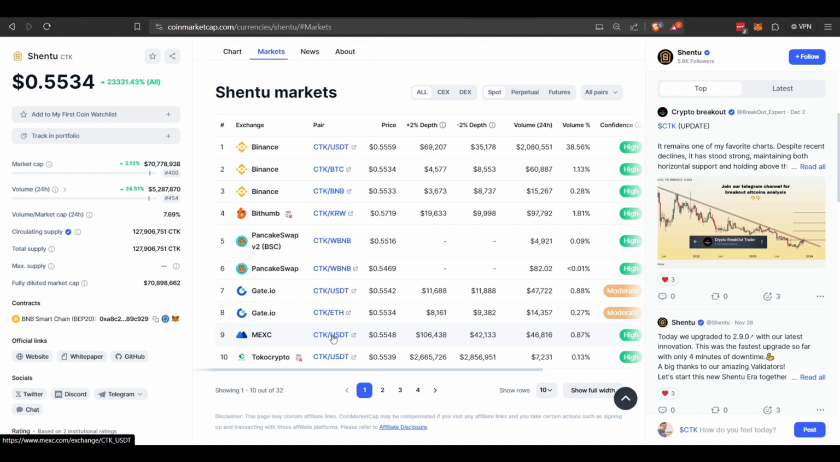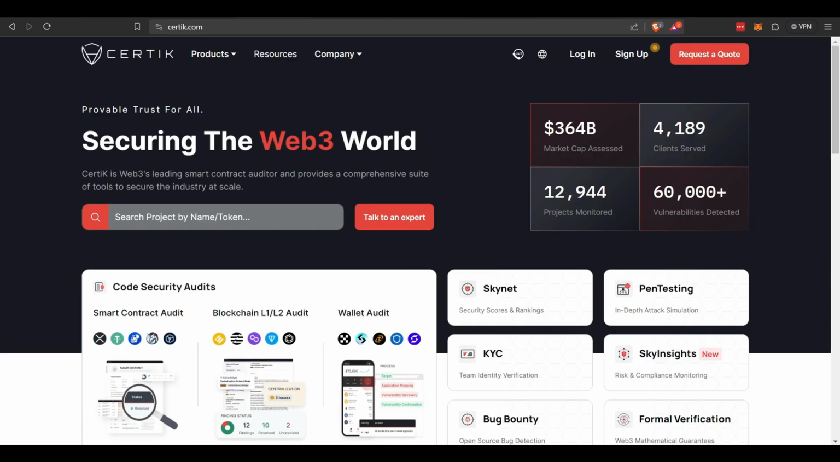From what I understand, Shentu Chain used to be called Certik Chain. Certik Security helps DeFi protocols be secure. If you've been to any DeFi protocols and you see this logo, it means that it's most likely being secured by the security oracle that we're going to discuss shortly and has been audited by Certik.